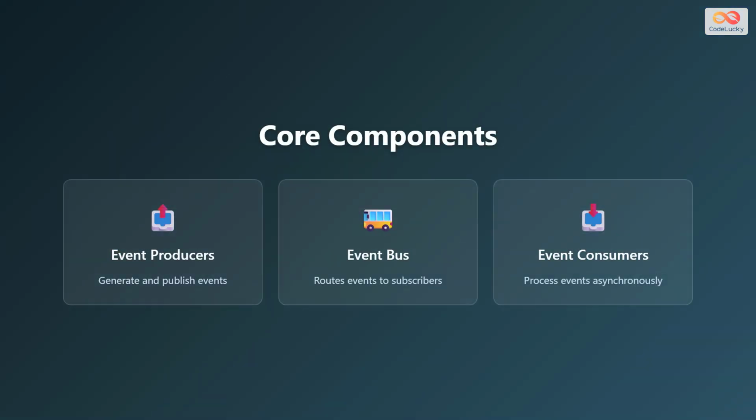Every event-driven system has three core components. First, event producers generate and publish events when something happens in your application. Second, the event bus acts as a central router that receives events and delivers them to the right destinations. Third, event consumers process these events asynchronously, performing the necessary actions based on the event data they receive.